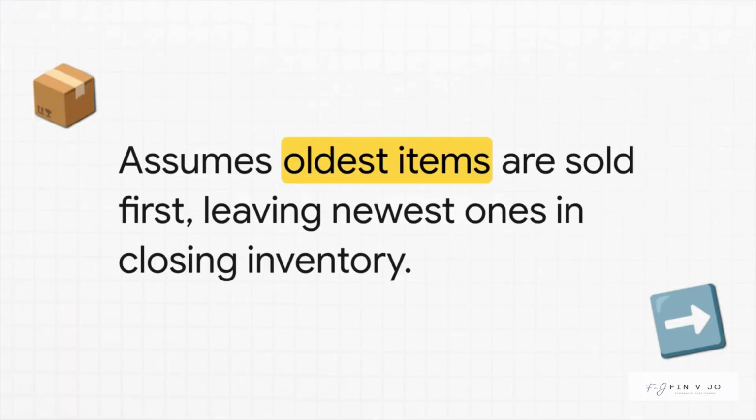Okay, let's talk about FIFO, which stands for first in, first out. The core assumption here is super logical. It assumes the very first items you buy, the absolute oldest ones, are the first ones you issue to the factory or sell to a customer. And because of that, the newest, most recently purchased items are what's left sitting in your closing inventory. It perfectly mirrors how a business naturally wants to clear out old stock before it deteriorates, right?